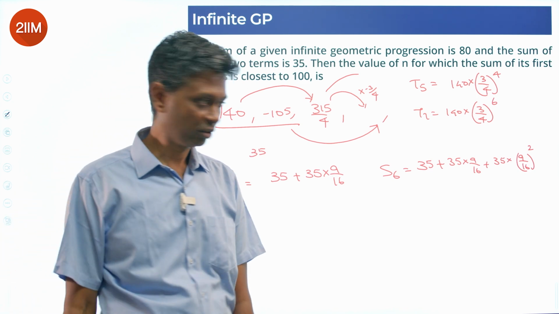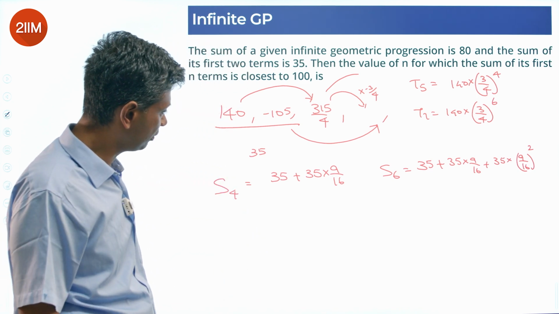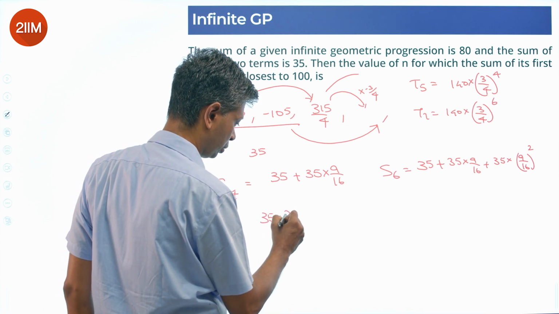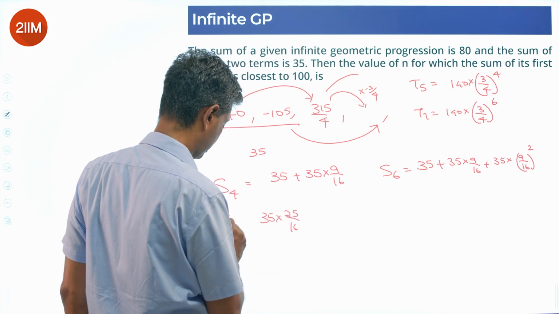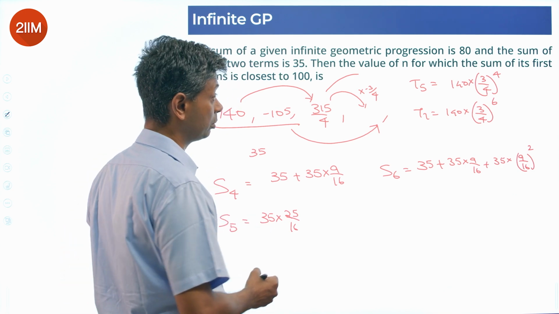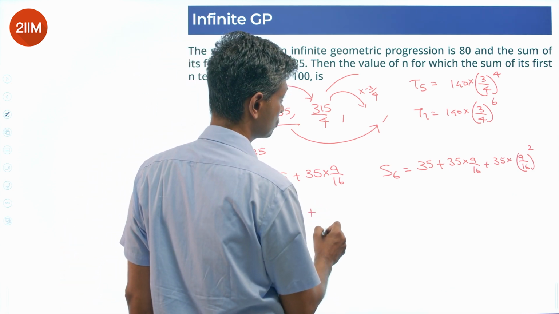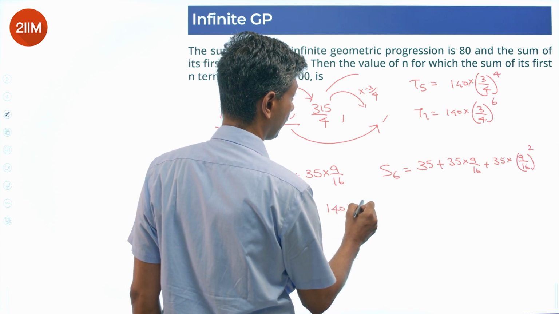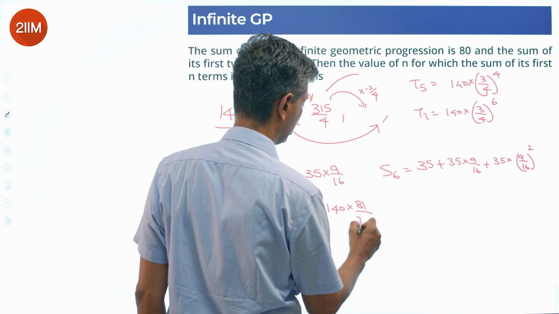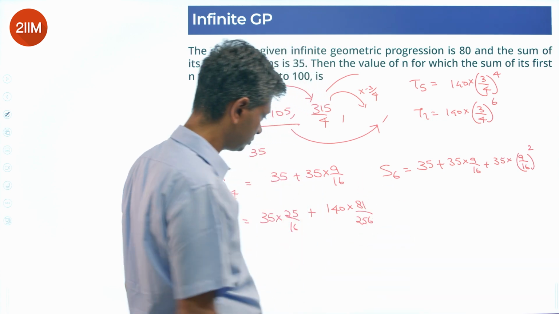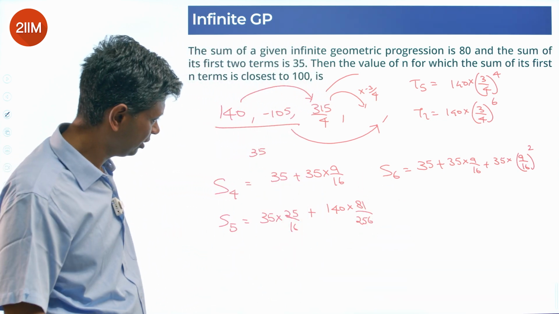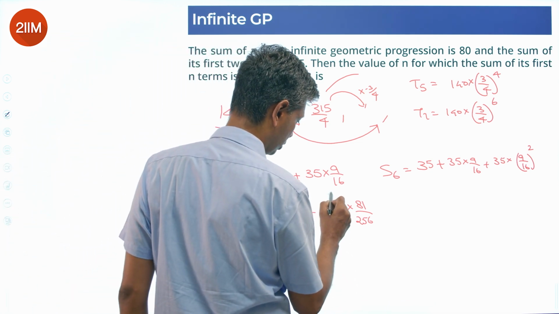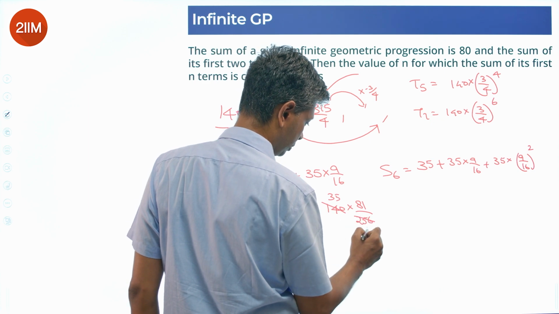That's my answer. And so 35 into 1 plus 35 into 9 by 16. So this is 35 into 25 by 16. So sum up to 5 terms is 35 into 25 by 16 plus 140 into 81 by 256. Nice, lovely, complicated, painful, but hey, let's power through. I'm going to cancel a 4 here. This is also 35. This becomes 64.